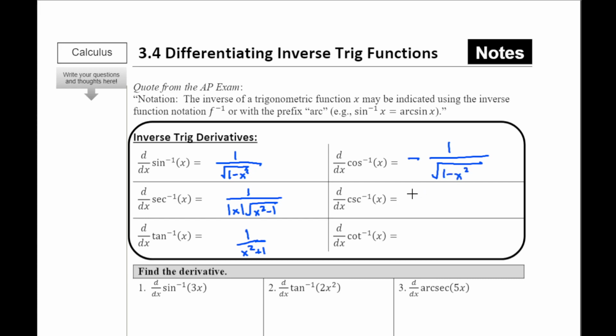The derivative of arc cosecant of x is negative 1 over the absolute value of x multiplied by the square root of x squared minus 1. And then the derivative of arc cotangent of x is negative 1 over x squared plus 1. If you look at these, one way you can remember the differences is you see the derivative of inverse sin of x is this, and then the derivative of inverse cosine is just a negative. You see how there's a pattern here? That could help you in memorizing these formulas.